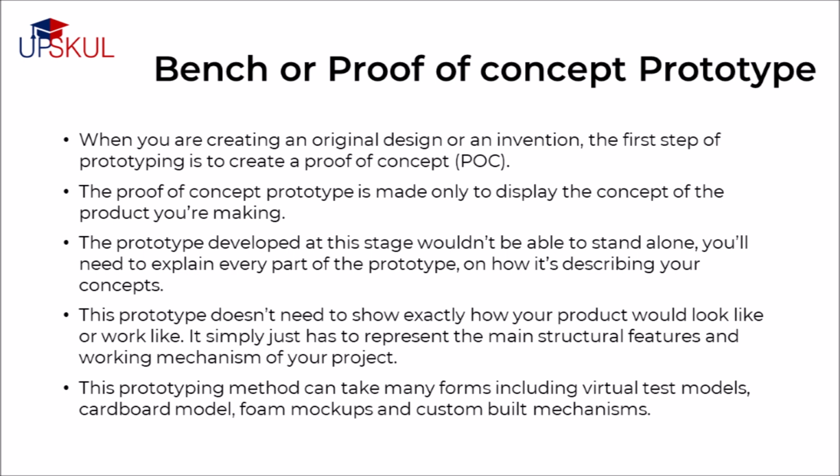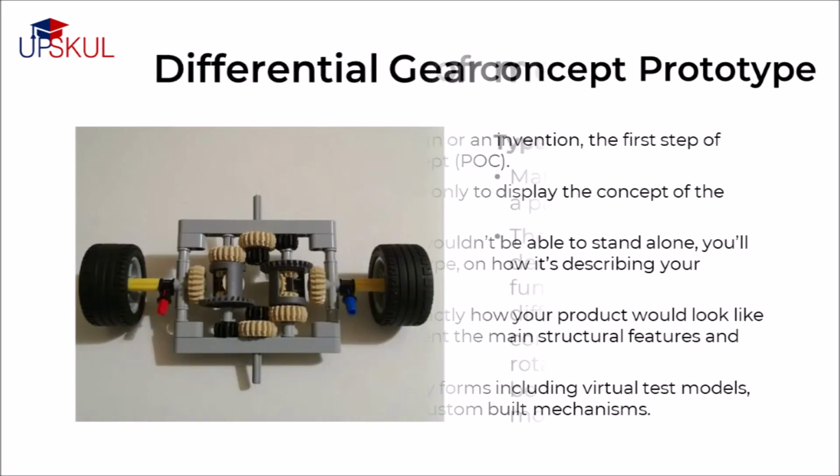You'll need to explain every part of the prototype on how it's describing your concepts. This prototype doesn't need to show exactly how your product would look or work. It simply has to represent the main structural features or the working mechanism of the product. This prototyping method can take many forms, including virtual test models, cardboard models, foam mockups, and custom built mechanisms. What variation you choose depends on what you need to test.